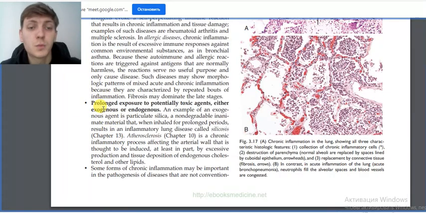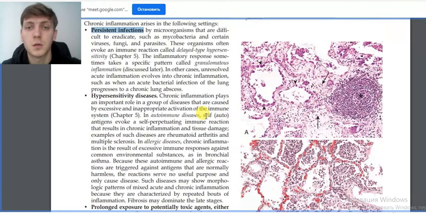Then prolonged exposure to potentially toxic agents, either exogenous or endogenous. I guess there's no need to discuss it. We have some diseases in which we produce toxic agents, and also it might be acquired, so also bacteria or even a foreign body which appeared in a part of the body.